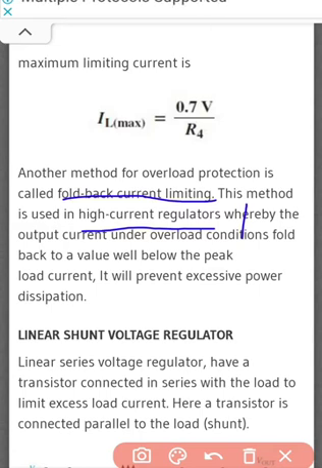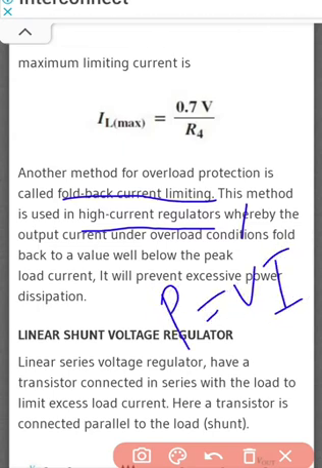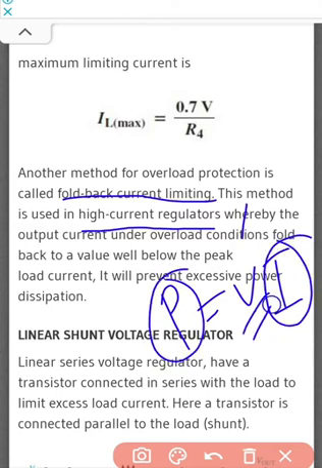So it will prevent excessive power dissipation, because we know that the power dissipation formula is P equals VI. The more current, the more power dissipation, because voltage always remains constant as it is a voltage regulator. But as the current increases, it may lead to higher power dissipation. So you have to take care of these things also.